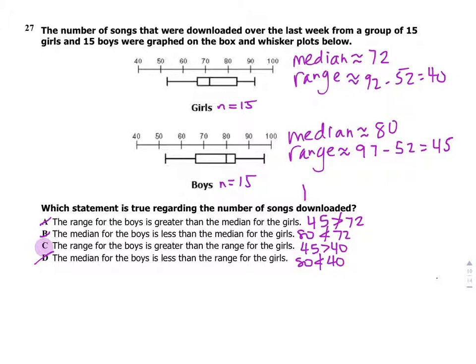Excuse me, I'm sorry. Let's try that again. The range for the boys is greater than the range for the girls. 45 is bigger than 40. C ended up the correct answer.